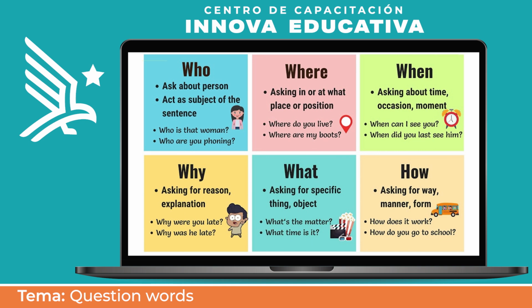For example, I need to get, o por ejemplo, necesito llegar a algún lugar. ¿Cómo llego del banco al supermercado? How do I get? How do I get from the bank to the supermarket? We can also use how when we're asking in this way.